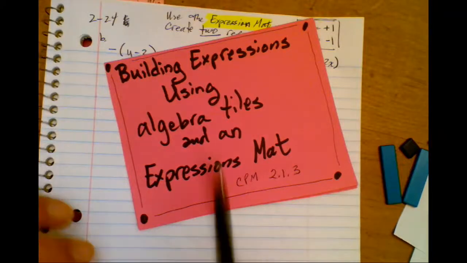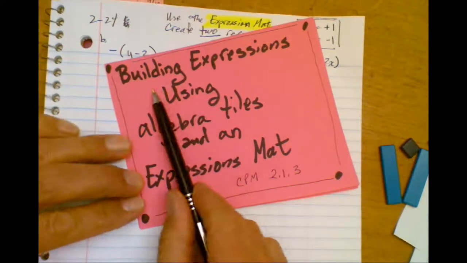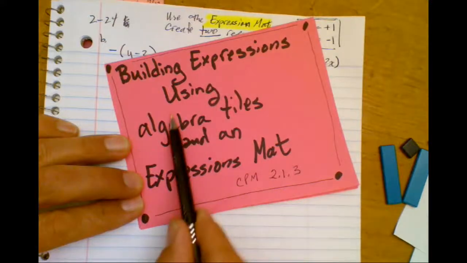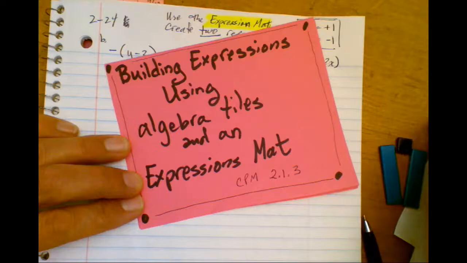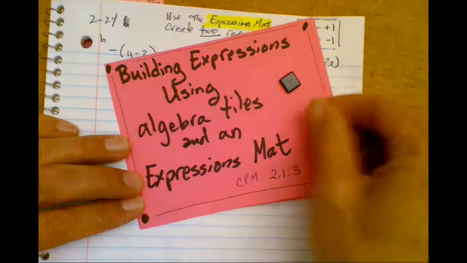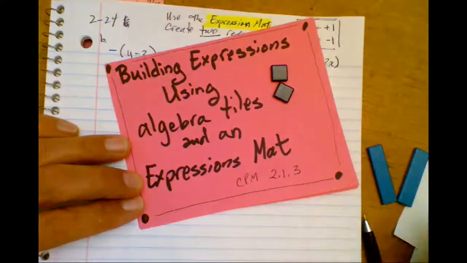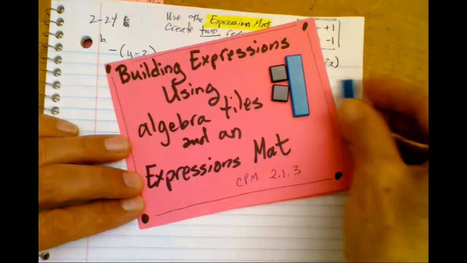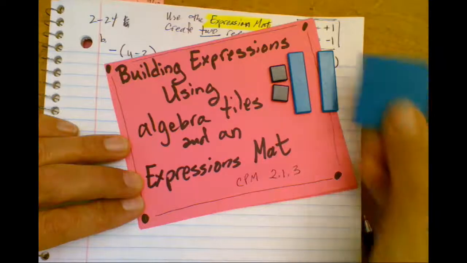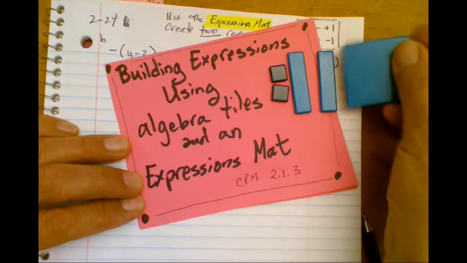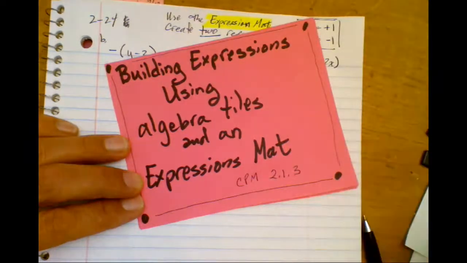Hey, welcome. In this little video, we are going to be building expressions using algebra tiles and an expressions mat. A quick reminder, remember algebra tiles are these pieces: little squares are worth 1. Our variable pieces, single variables, are rectangles, and x squared pieces are larger squares. More about those in a moment.